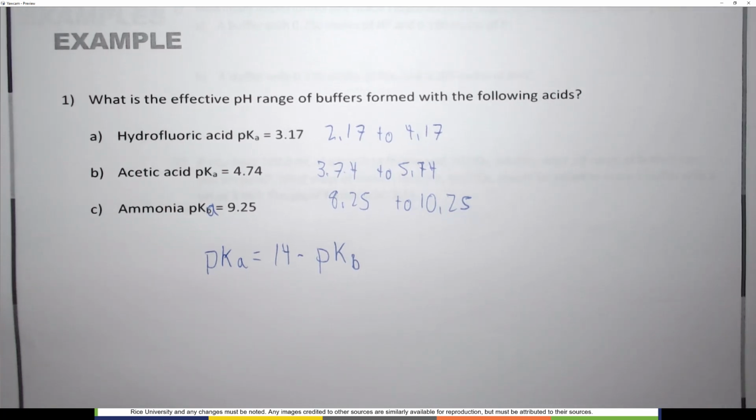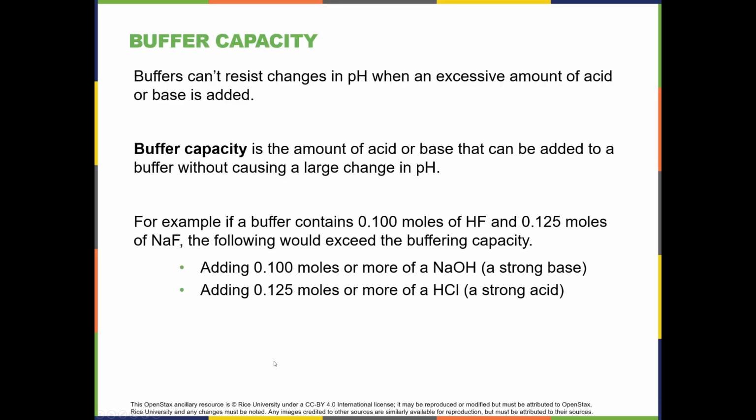All right, the last thing that we want to talk about in this chapter is buffer capacity. So as I mentioned before, buffers can't resist changes in pH when excessive amounts of acid or base are added. So what does that mean? Well, it means there is a capacity to the buffer. And it's the amount of acid or base that can be added to the buffer without causing a large change in pH. So let's say we have a buffer that's made with 0.1 moles of HF and 0.125 moles of NaF. Well, first thing we need to ask ourselves is, what is going to react with this HF?